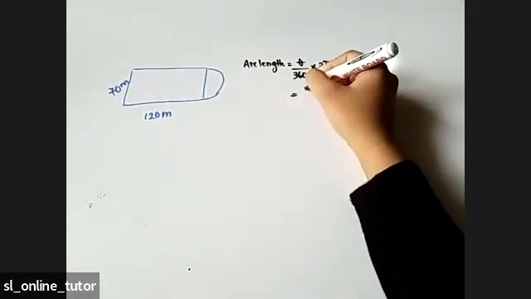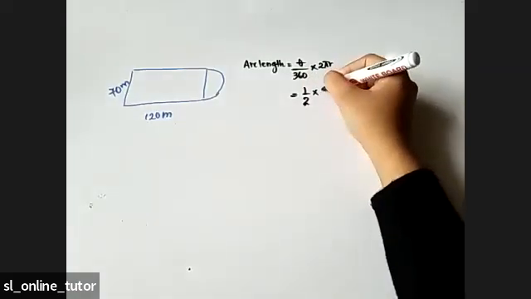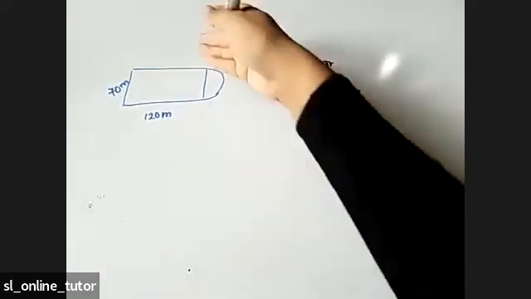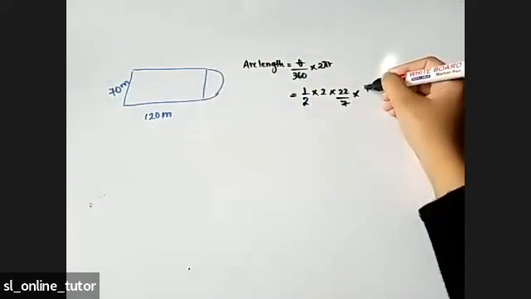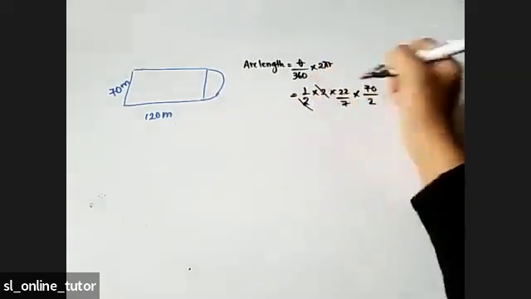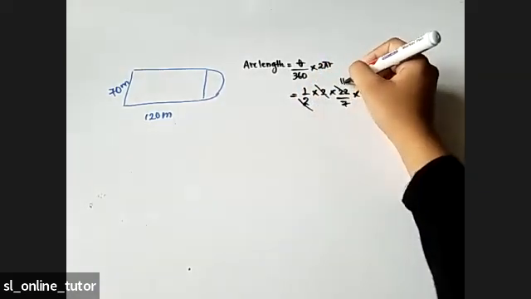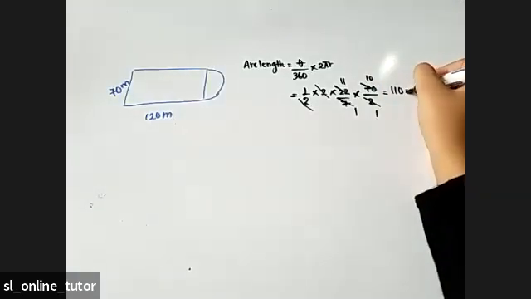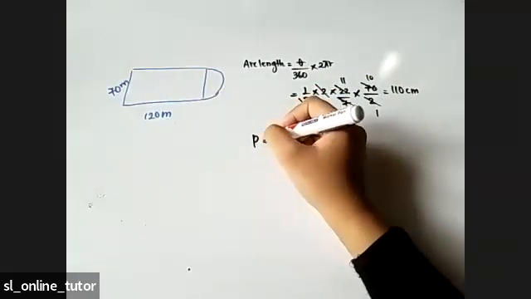Now theta means the semicircle, so I can take half into 2 into 22 over 7. Radius, what is the radius? This is the diameter, 70. Radius is half of 70, right? Now I can cancel 2 and 2. 2 times 1, 2 times 11. 7 times 1, 7 times 10. Answer is 110 centimeter.